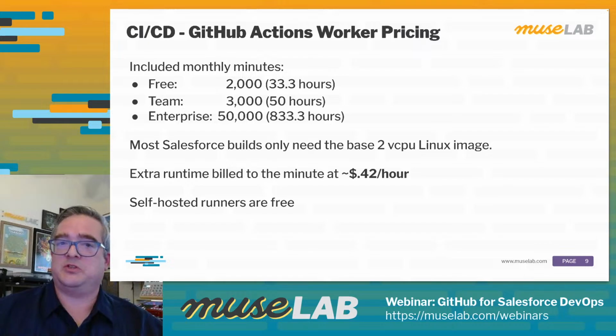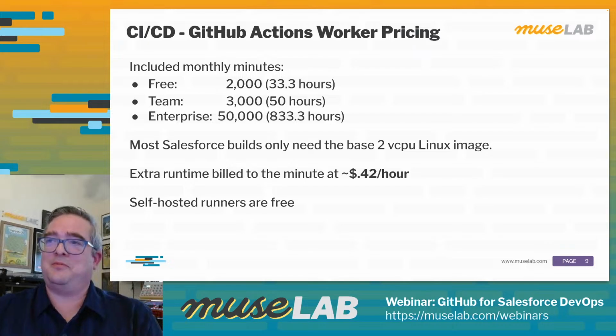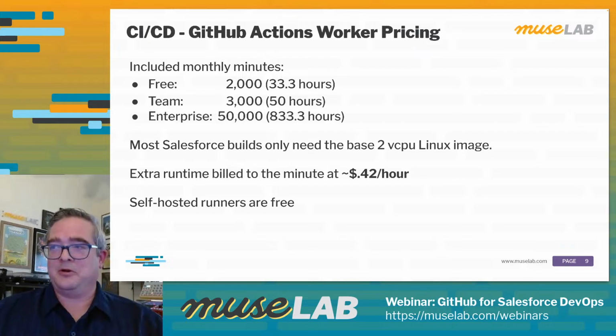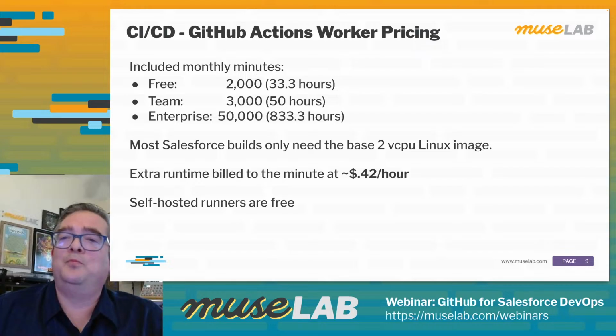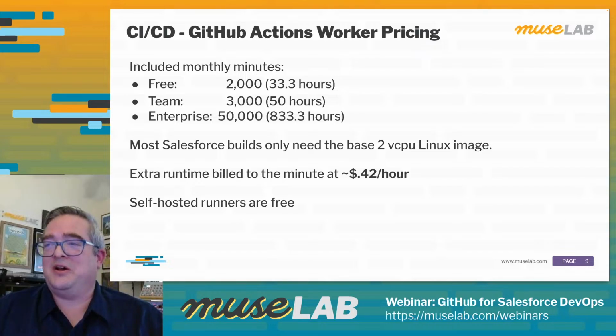Most of your builds for Salesforce don't actually need much. So you're actually getting the per minute pricing. If you use the bigger build systems with more CPUs and things like that, it has a multiplier for the number of minutes. But for Salesforce stuff, you're not really doing anything compute heavy in the build image. So the extra runtime beyond that is billed at about 42 cents per hour. I think that this is still pretty cheap. It's not anywhere near as cheap as what you could get with something like AWS Fargate.